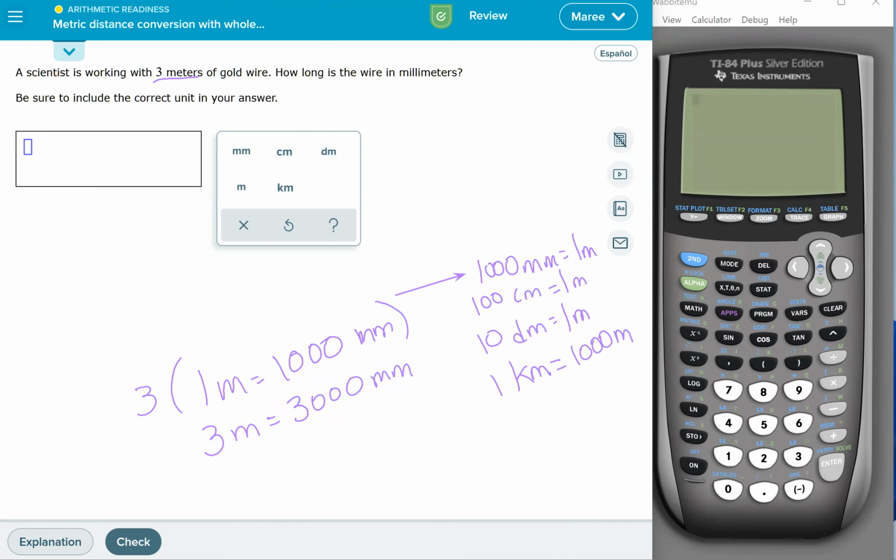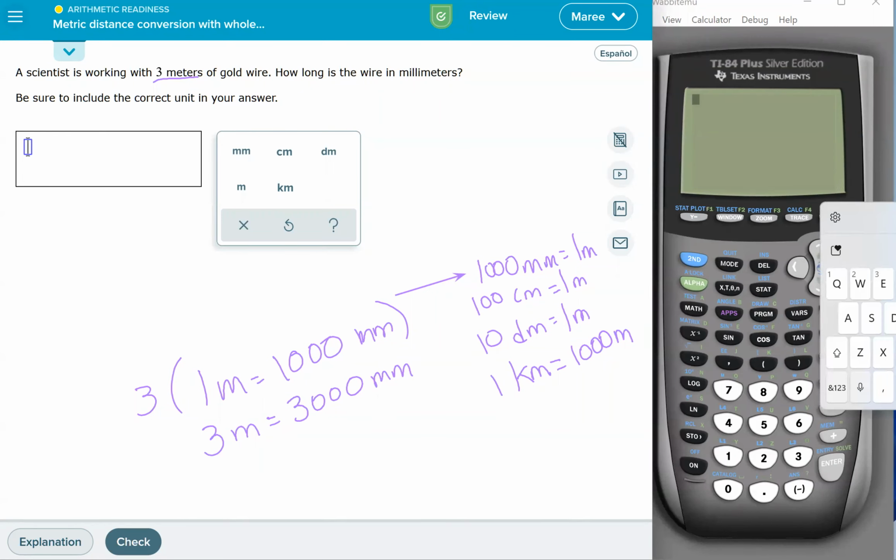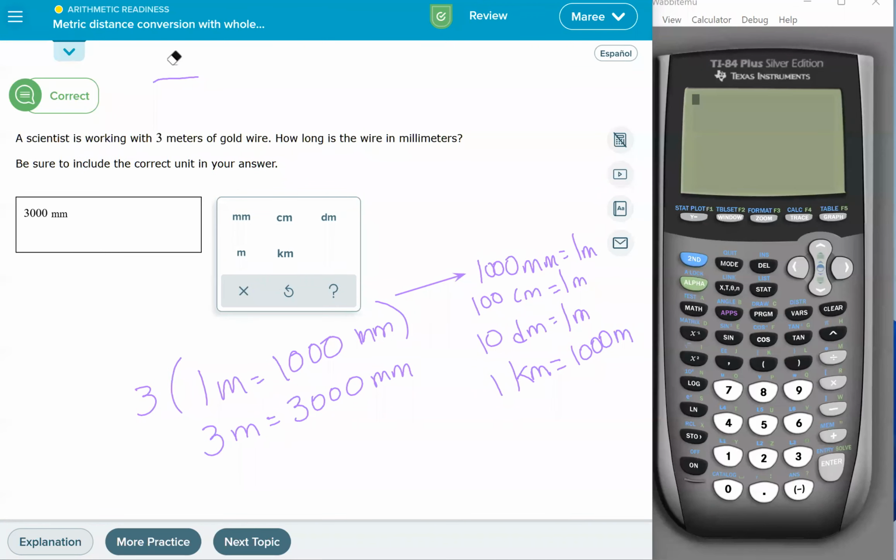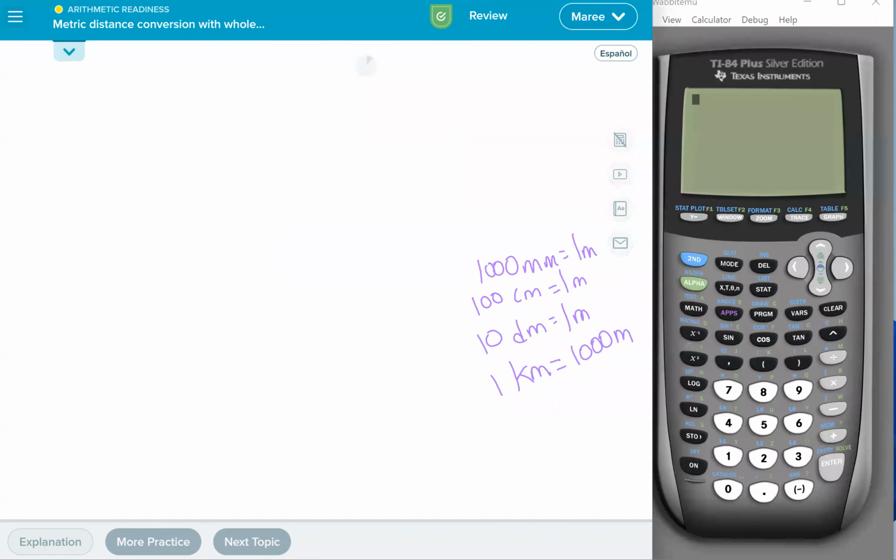So I'll type for my answer 3,000. And then they are requiring you to put in your label, millimeters. And we'll go ahead and we'll do another one. We'll just do one more.